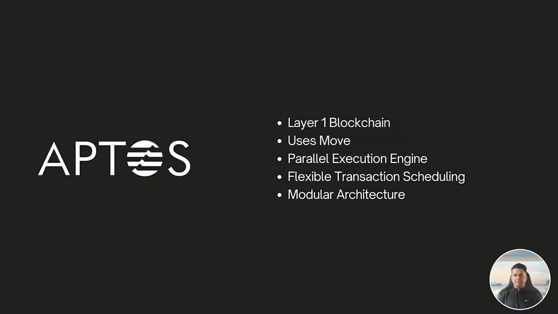Aptos boasts several key features that make it a compelling choice for developers. Parallel execution engine. This engine allows for multiple transactions to be processed simultaneously, significantly enhancing the performance and throughput of the network. Flexible transaction scheduling. Aptos employs a sophisticated transaction scheduling system that optimizes the order and timing of transaction processing, ensuring efficient and fair execution. Modular architecture. Aptos's modular design enables easy upgrades and customization. This ensures that the network can evolve and improve over time without disruptive hard forks.